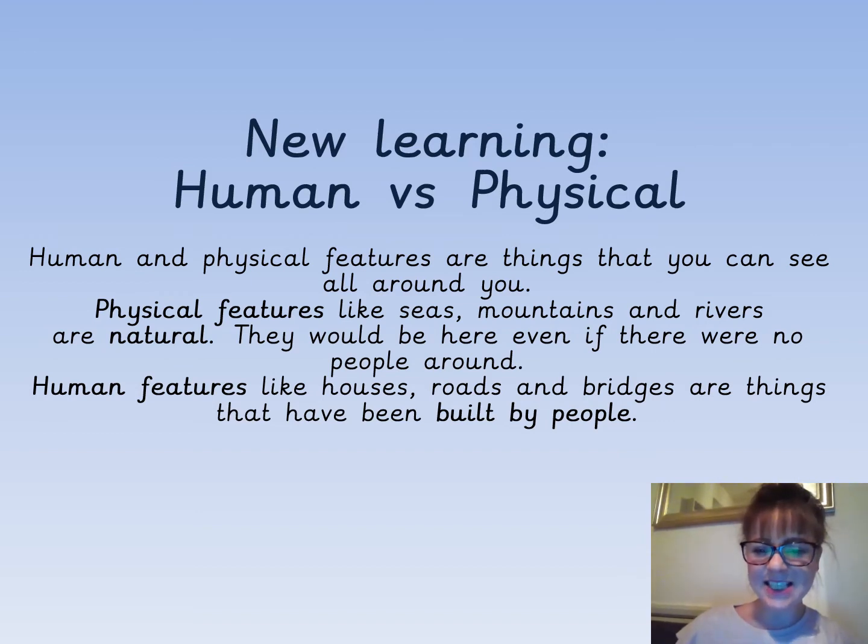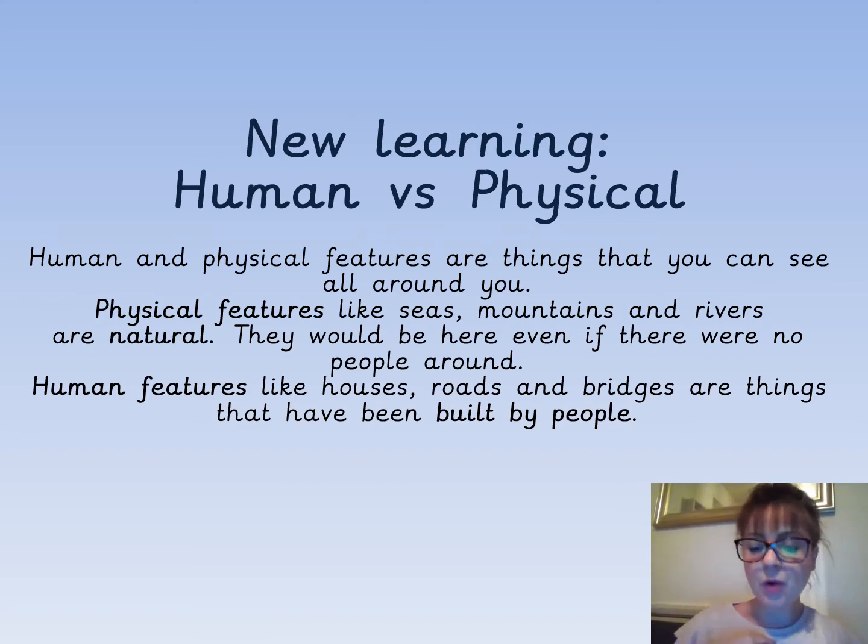So your new learning today is human features and physical features. So human and physical features are things that you can see all around you. Physical features like seas and mountains, a river are natural. They would be here even if there was no people around. However, as you may have guessed, human features like houses and roads and bridges are things that have been built by people.